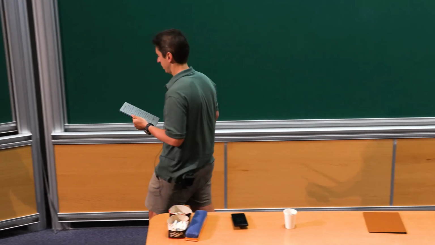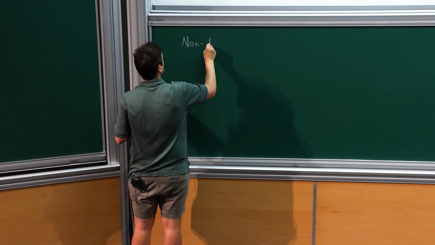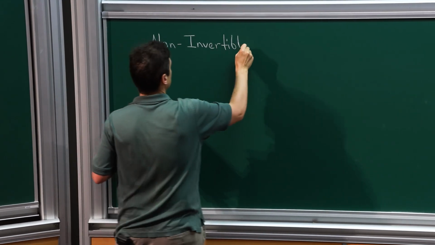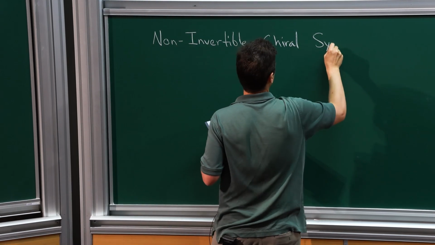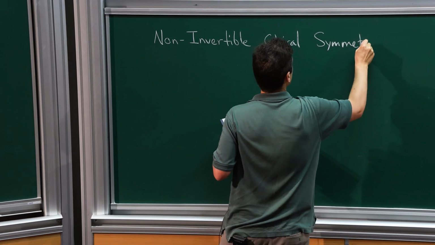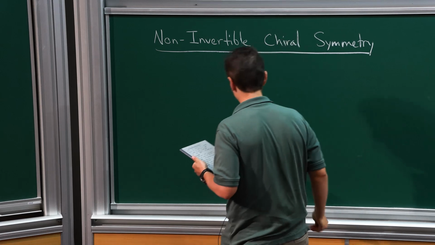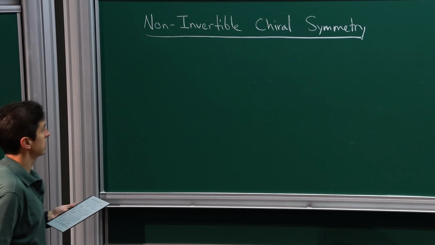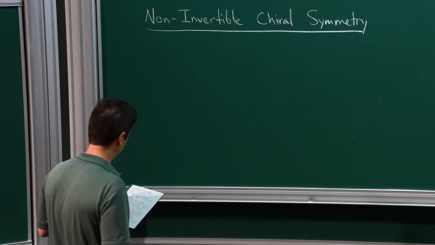Okay, today we're going to talk about a new thing, which is non-invertible chiral symmetry. And I believe that nobody has yet talked about non-invertible symmetry in this school, so this will be your first example, which is good because it is, in a sense, the most elementary, non-trivial example, even though it's not very elementary.